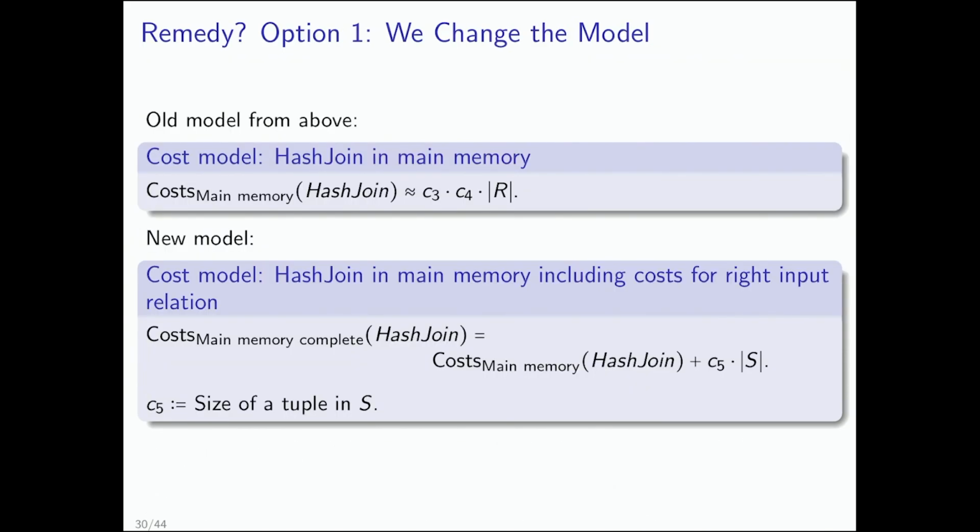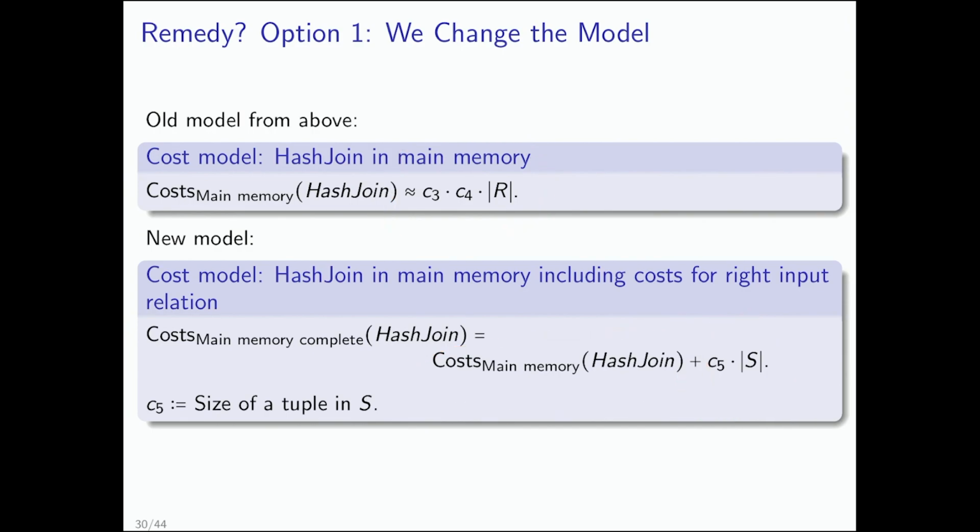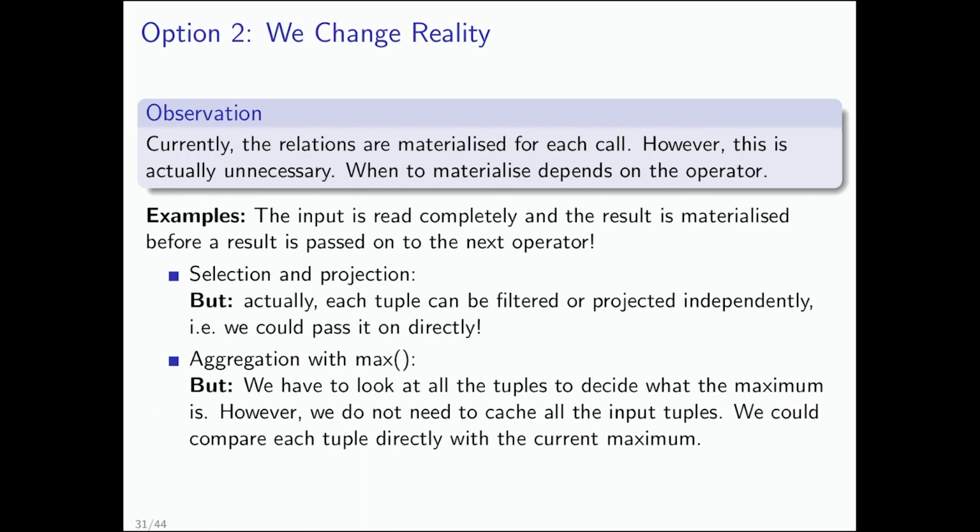So we could change the model. Our model from above was something like that, just considering R. But in fact what happens is something like this. That is the original cost model, plus, hey, actually we also store all of S. That would be one way of doing that. Or we change reality. So everything is materialized for each call. This is actually unnecessary, and no real query engine would do something like that. This is just toy notebooks here for the lecture.